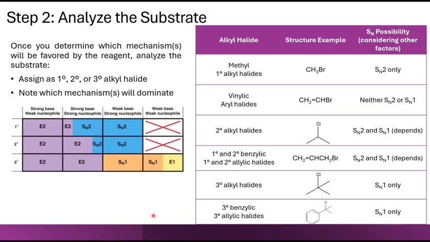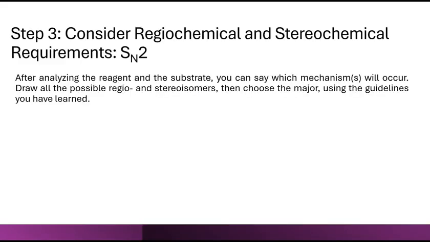Whichever table you like, you can even make one for just E reactions. You want to make sure that you understand that there are several things you must analyze before deciding what kind of mechanism to proceed with. Here is step 3. Consider regiochemical and stereochemical requirements for SN2. After analyzing the reagent and the substrate, you can say which mechanisms will occur. Then you're going to draw all the possible regio and stereoisomers. Choose a major using the guidelines you have learned.